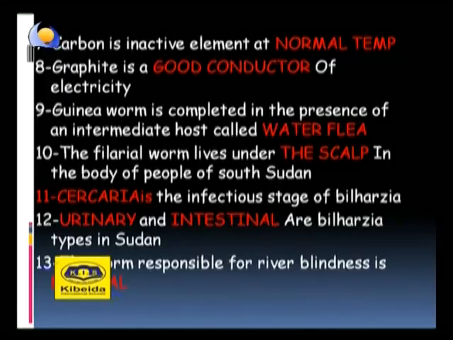Eleven, cercaria is the infectious stage of bilharzia. Without cercaria, there is no infection, there is no what? Bilharzia disease. Twelve, urinary and intestinal are the bilharzia types in Sudan. Urinary tract bilharzia is when the worm lives inside the bladder, and intestinal is when the worm lives inside the intestine. Thirteen, the worm responsible for river blindness is the filarial worm.